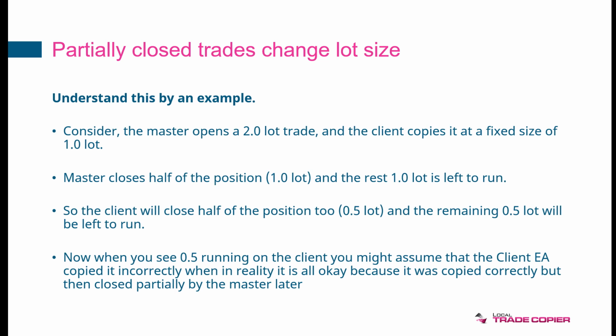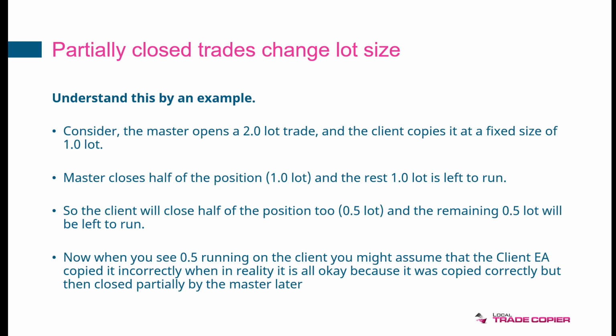So master closes half of the position, which is 1 lot, and the rest is left to run. Master had a 2 lot trade, it closed 1 lot, 1 left to run. So it closed half the position. The client will now have to close half of the position as well, but for the client, half of the position is 0.5 lot because it has 1 lot running. So it closes 0.5 lot and the remaining 0.5 lot will be left to run on the client account.